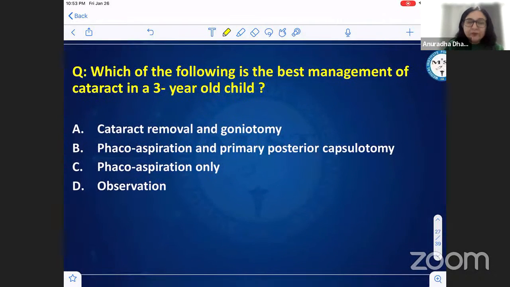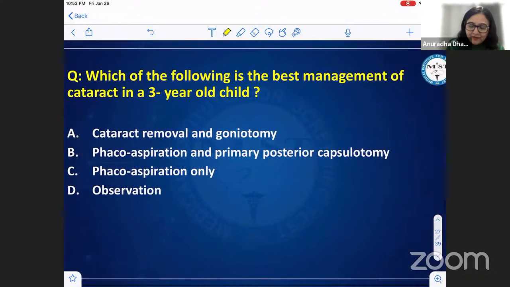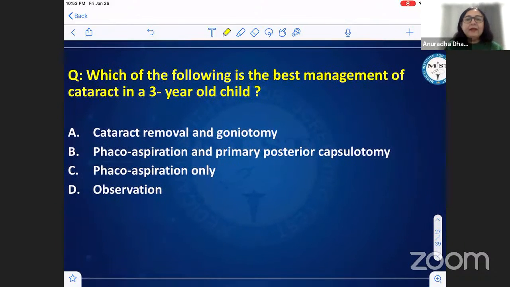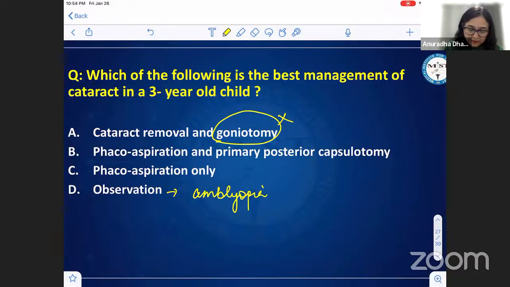Moving on to the next question, there was a question based upon the management of cataract in a 3-year-old child. Which of the following is the best management of cataract in a 3-year-old child? We know that surgery is the best management of cataract. Okay. Now, which surgery? The choices likely were cataract removal and goniotomy. Now, why would you do goniotomy in a patient who is having cataract? Goniotomy is a surgery for congenital glaucoma. So this choice is ruled out. Okay. Then observation, why would you observe? Because if you keep on observing, this child may develop amblyopia. So again, this is not the answer.